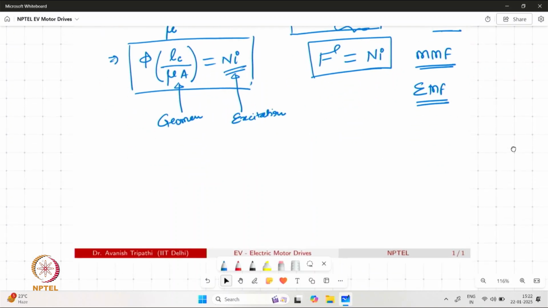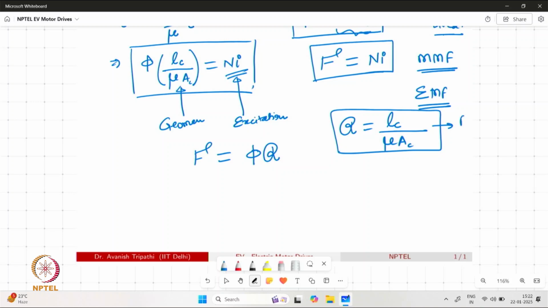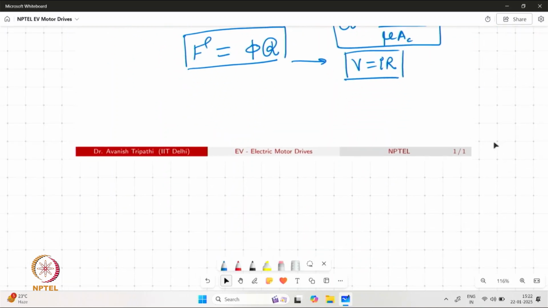So if we write it in this manner, what essentially we are trying to say is that MMF is equal to flux times a quantity which is representative of how much resistance that path is offering to the flux. So in a magnetic circuit, this term is called reluctance. And then the equation becomes quite analogous to Ohm's law. So which means that the total circuit which is there, we can represent as if there is an electrical source, there is a resistance, and there is current flowing into the circuit.